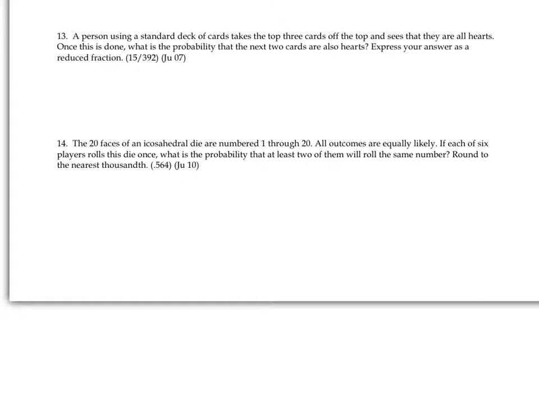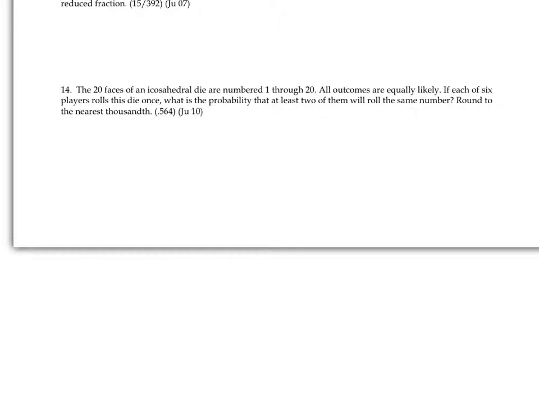Okay, moving to 14. The 20 faces of an icosahedral die are numbered 1 through 20. All outcomes are equally likely. If each of the 6 players roll this die once, what is the probability that at least 2 of them will roll the same number?